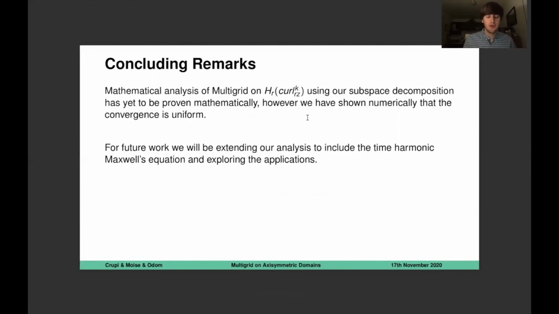So just some concluding remarks. The mathematical analysis of multigrid on H curl using our specific subspace decomposition has actually yet to be proven in a mathematical theoretical sense, but we are actually the first people to show numerically that the convergence is uniform with respect to mesh size. And then for future work, we're going to be extending our analysis to include the time harmonic Maxwell's equations and exploring some of the applications of doing that.